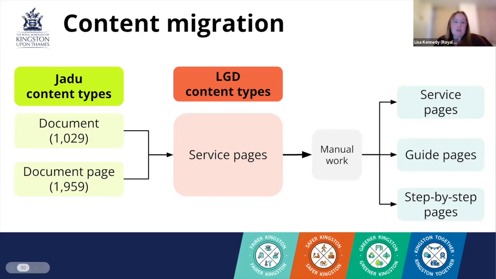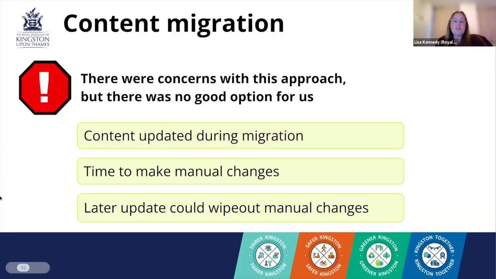And as you can imagine, there was a lot of manual work involved in being able to do this. Big Blue Door were great in that they managed to identify some guide pages in Jadu that could be moved straight to the guide page content type, rather than having to do that manually. But that wasn't perfect. We still had to check almost all of our pages as well. And with 4,000 pages of content, there was so much work involved. So this solution wasn't ideal for us, but it was the best one considering the circumstances.